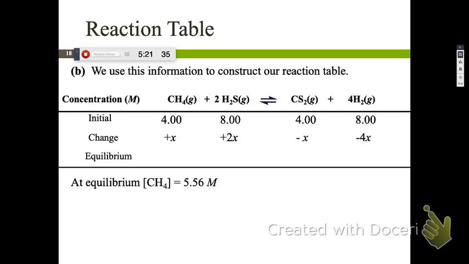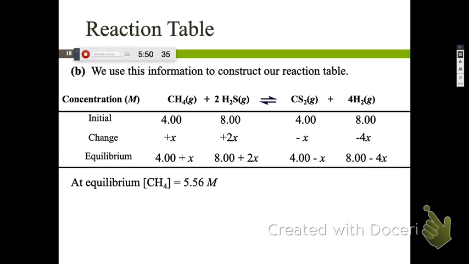So then what is our value here at the end? We're taking 4, we add x to it, so what is that? 4 plus x. We know what that value is. 8 plus 2x. Do we know what that value is? We can find it though, right? We take some away from the 4 molar concentration and the 8 molar concentration.